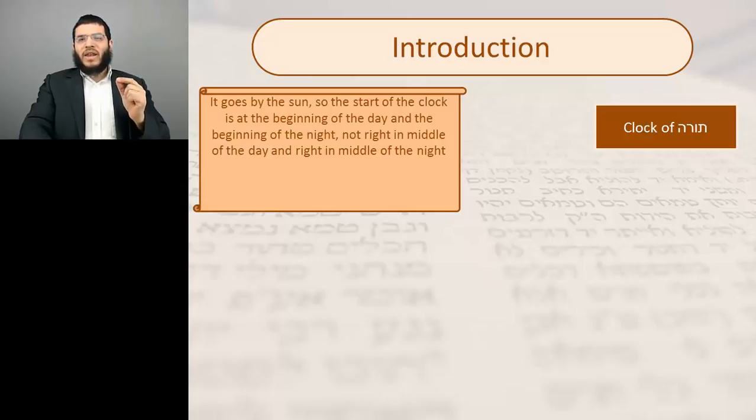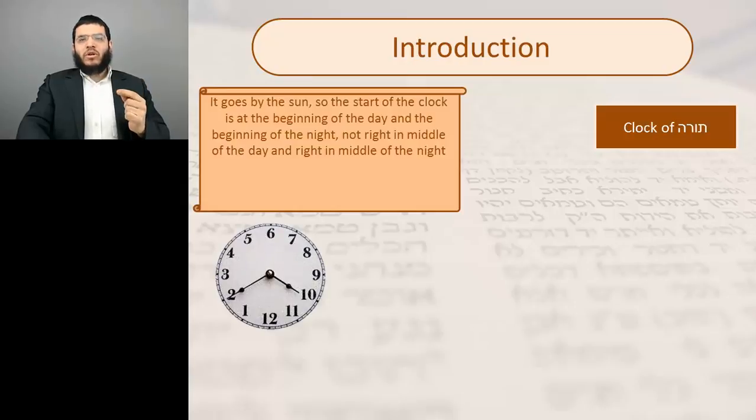Let's look at a day that began exactly 6 in the morning and a night that began exactly 6 in the evening. If one were to say it's 1 o'clock during the day or 1 o'clock during the night, it's not 1 hour into the day and 1 hour into the night. It's actually many hours into the day and many hours into the night. However, by Torah, when one says 1 o'clock, it means it's 1 hour into the day or 1 hour into the night. So it comes out that the clock of Torah is the exact opposite of our clock.